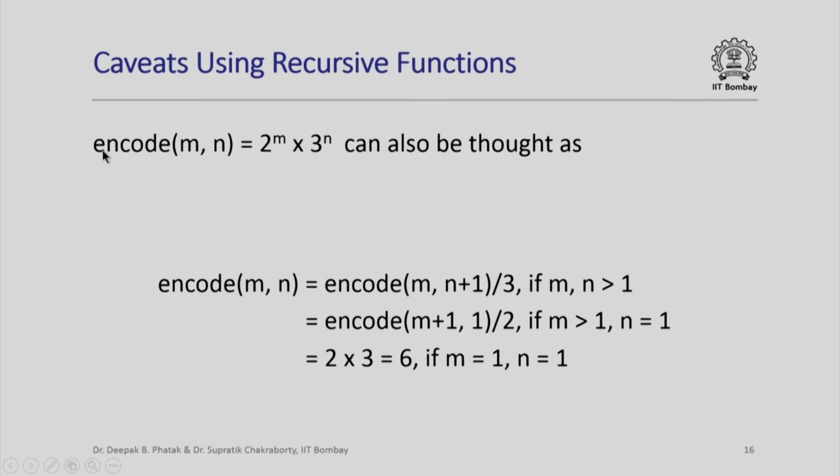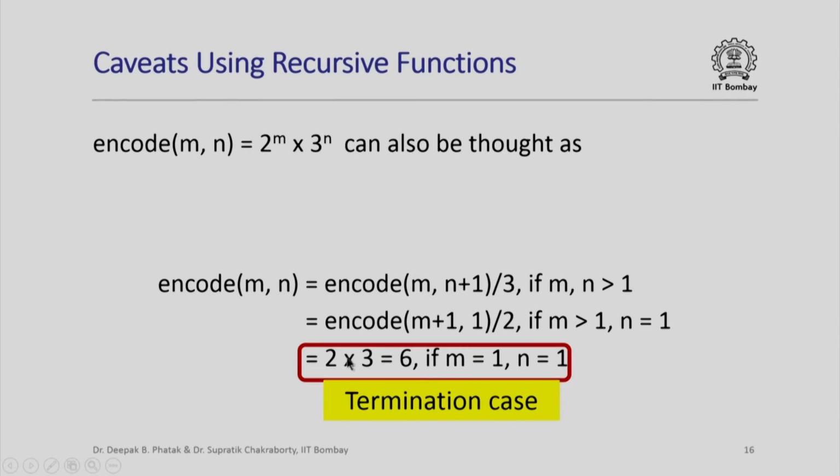For example, the same encode function 2 raised to m times 3 raised to n can also be specified recursively in this manner. Here, instead of decreasing n, I am actually increasing n, and therefore I have to reduce the value by dividing it by 3. Similarly here I am increasing m and then dividing by 2. Well, these are also recursive formulations, and this is of course the termination case.